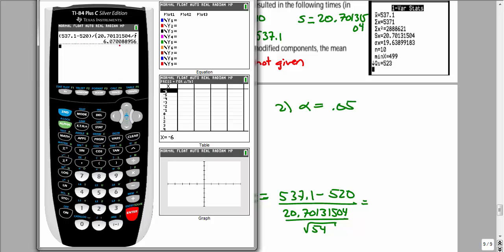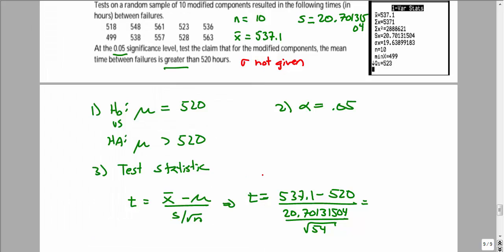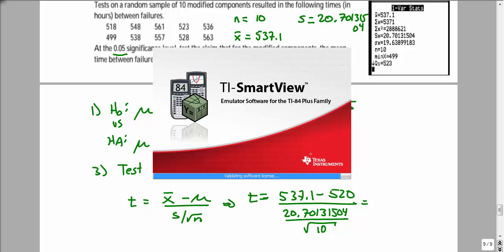I think I have a mistake here. Let me go back and check. Okay, so let's backtrack through. Oh, I see my mistake. My sample size n is 10, not 54. I have no idea where that came from. So let's go ahead and use this value of 10 again and plug it into our calculators.